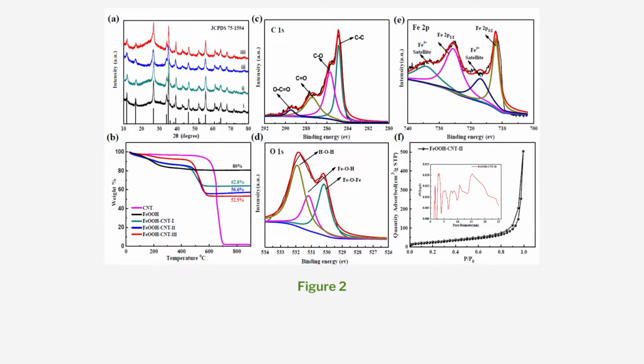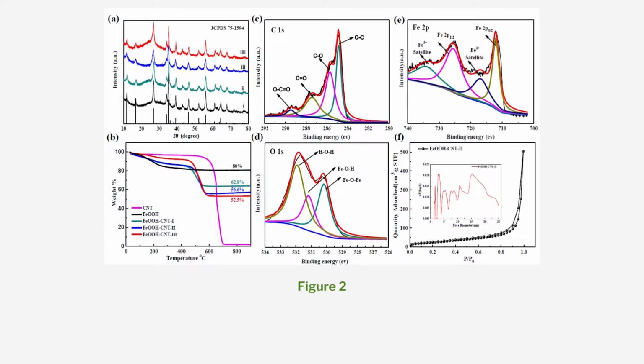The final remaining mass fraction of ferric hydroxide oxide CNTs 1, 2, and 3 are 62.8%, 56.6%, 52.5% respectively. Based on the weight loss of CNTs and pristine ferric hydroxide oxide, the contents of ferric hydroxide oxide in the ferric hydroxide oxide CNTs composite are calculated to be about 75.5, 70.75, 65.62% respectively. X-ray photoelectron spectroscopy (XPS) measurement is carried out on the ferric hydroxide oxide CNTs 2 to study the surface composition and oxidation states of the elements.